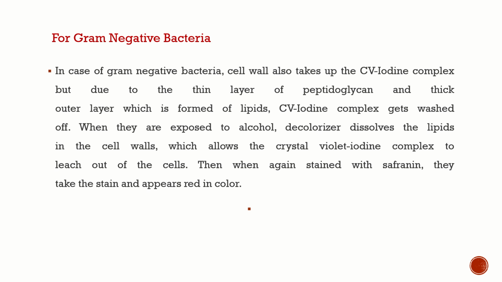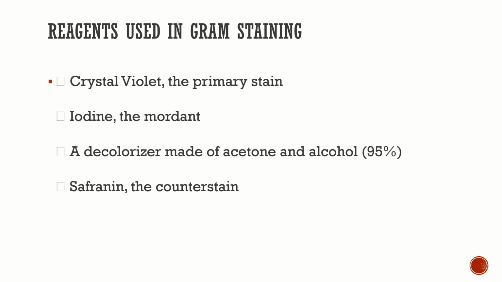Then if we add safranin, the gram-negative bacteria will again take the safranin color. So that is why when we observe under the microscope, we can see the gram-negative bacteria are red or pinkish in color. So next, coming to the reagents used in the gram staining method.